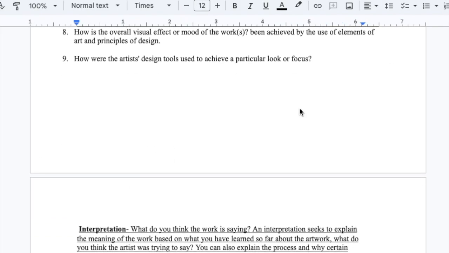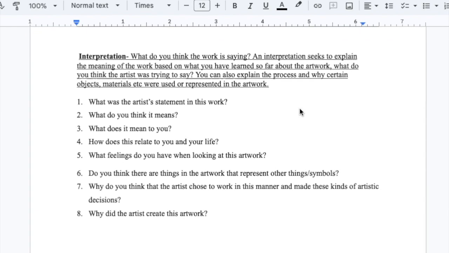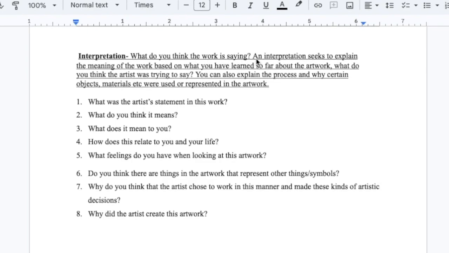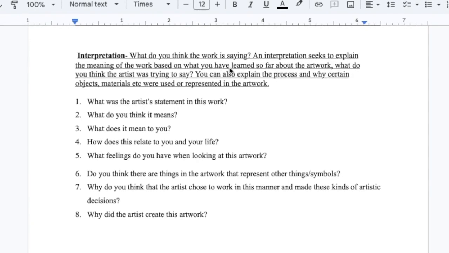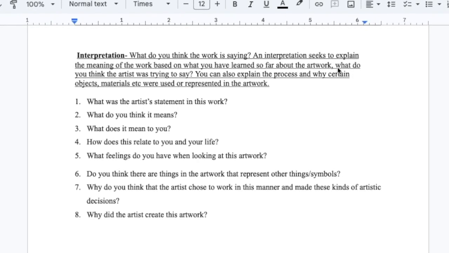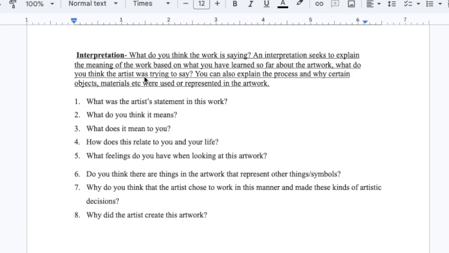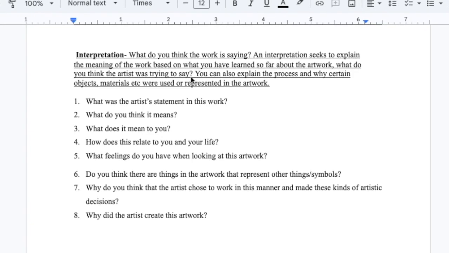So we're moving on now to the interpretation. All right, interpretation. What do you think the artwork is saying? An interpretation seeks to explain the meaning of the work based on what you have learned so far about the work. What do you think the artist was trying to say?